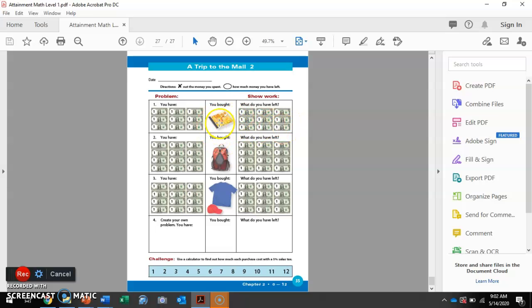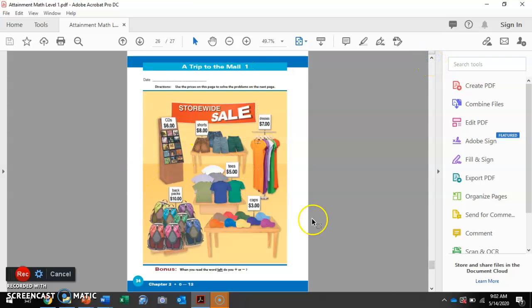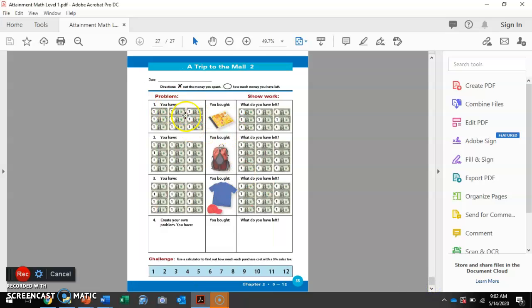So if you bought a CD, let's see, how much was the CD? The CD is $6, but you have $9. You have $9, and the CD cost $6. So what do you have left? If you bought a CD for $6, how much money do you have left? Circle your answer and X out the money you spent.